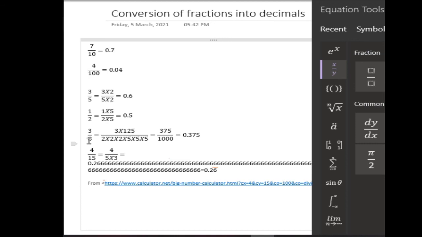Got it? So that is one thing, whose denominator can be converted into 10 raised to power n form. The second thing you learned, how to represent repeating decimals in compact form, meaning the bar notation. Okay, that's all for this video.